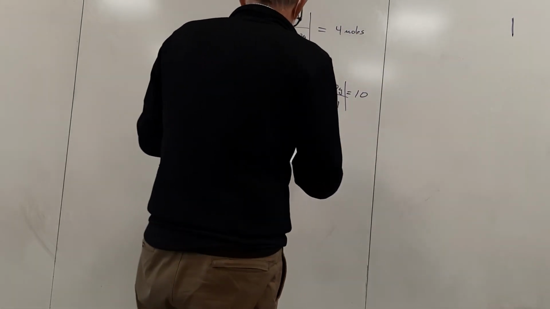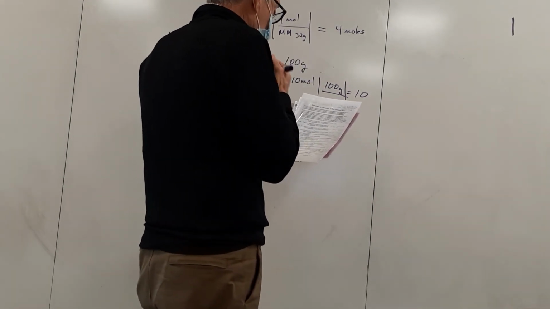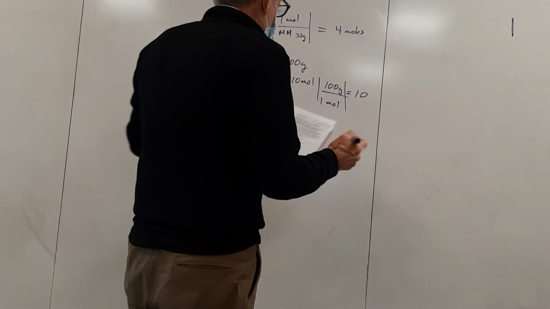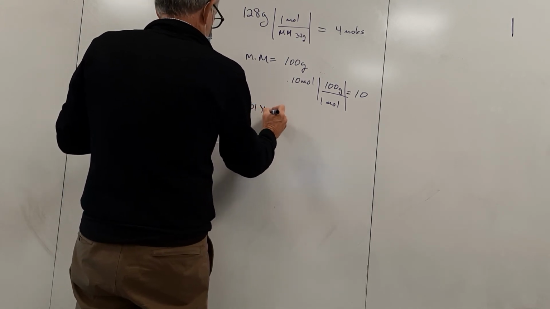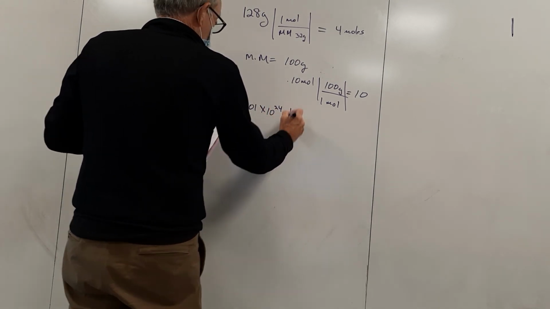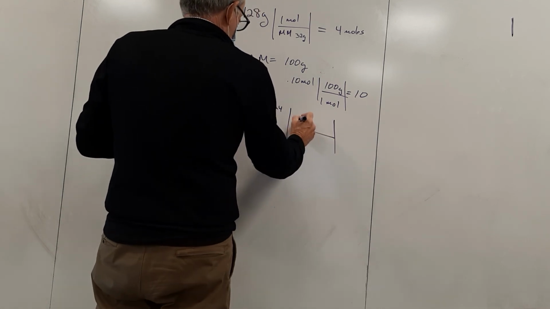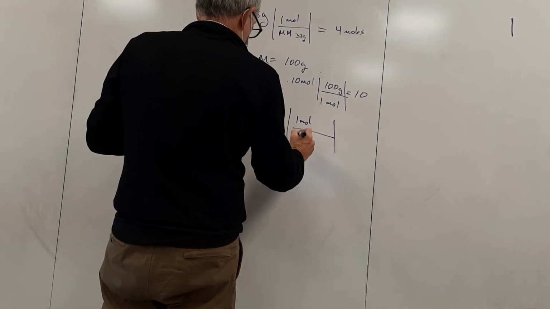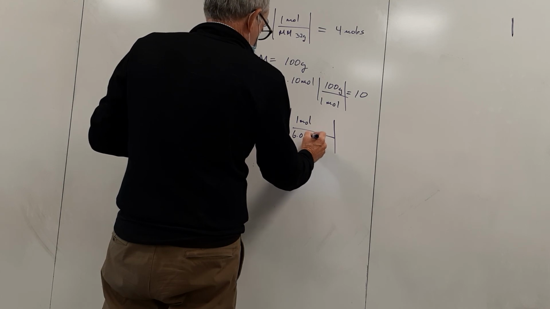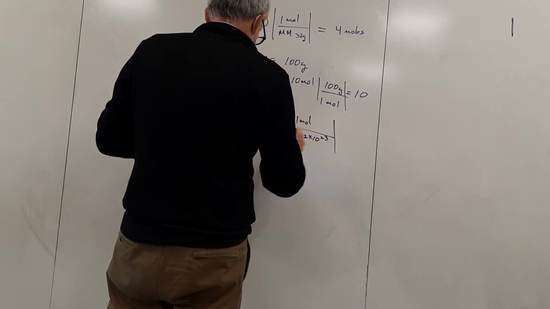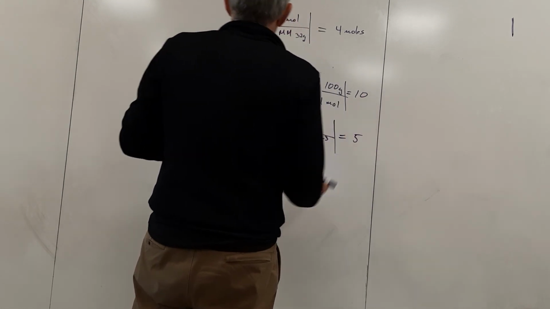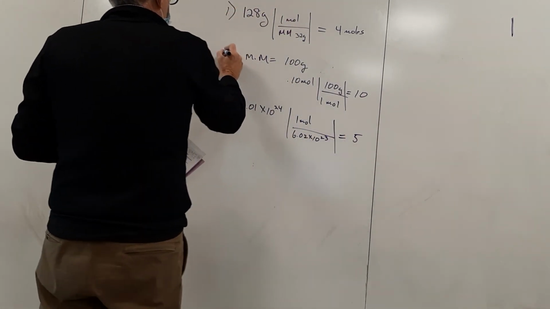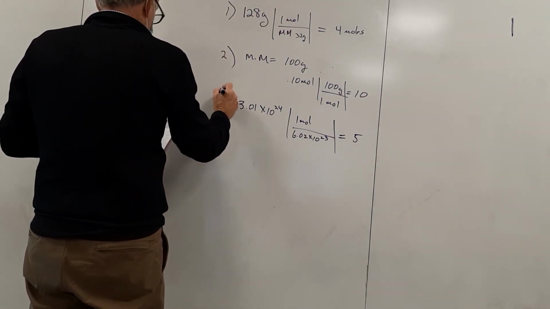Number 3, how many moles of silver contain that many atoms? 3.01 times 10 to the 24th, and then it's going to be 1 mole over 6.02 times 10 to the 23rd, and that gives me 5. So this is 1, 2, 3.